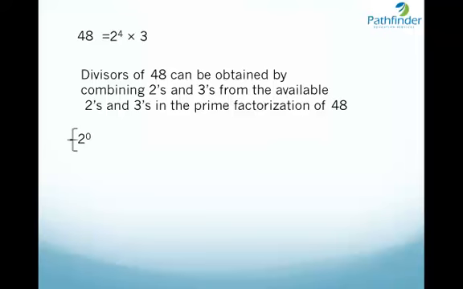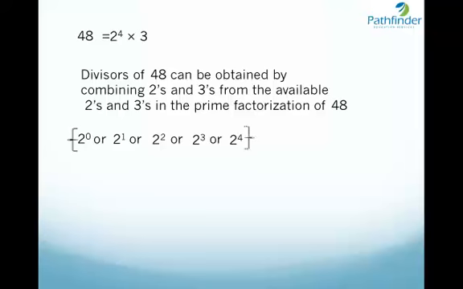And how did we go about it? Every divisor can be formed when we select either 0 2's. 0 2's means we don't select a 2 and we represent that by 2 to the power 0, or 2 to the power 1 or 2 to the power 2. Here 2 to the power 1 represents that we have selected only 1 2 out of the available 4, or 2 to the power 2, which represents that we have selected 2 2's from the available 4 2's. And similarly we have 2 to the power 3 and 2 to the power 4.